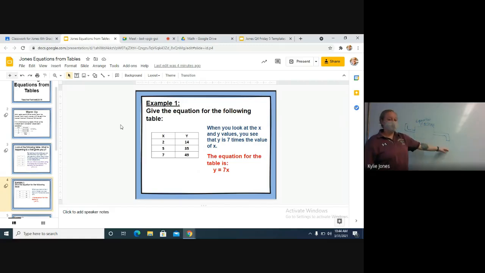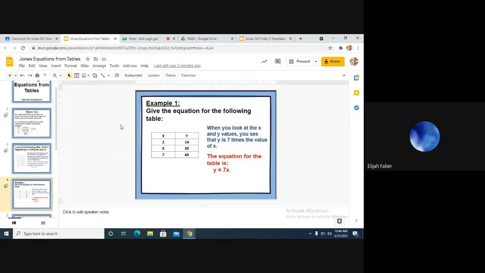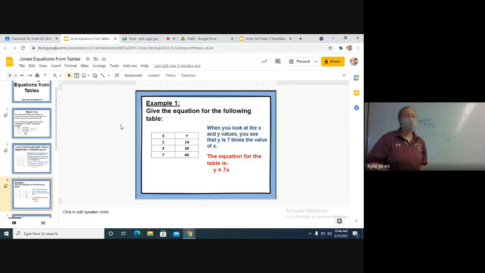Is that the same as what happened in the first one? In the first one, we either added 12 or multiplied by 7. So it's not the same. But 5 times 7 is 35. So we're multiplying by 7. Does that work for 2 times 7 is 14? Does it work for 5 times 7 is 35? What about if we plug in a 7? 7 times 7 is 49. So a lot of the times it's just trial and error. You have to guess and check to see what works and what does not. So we're multiplying the x values by 7 to get the y values.